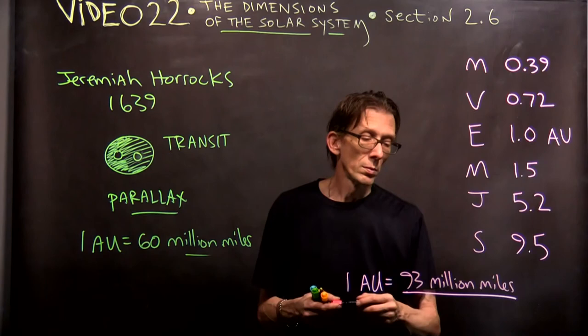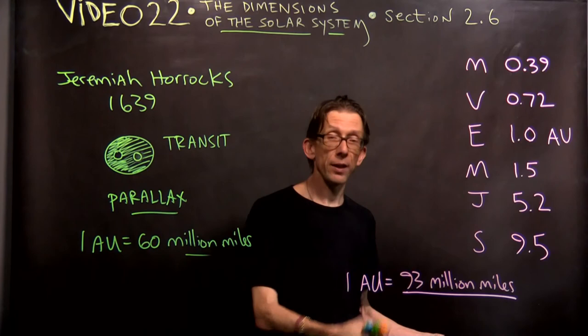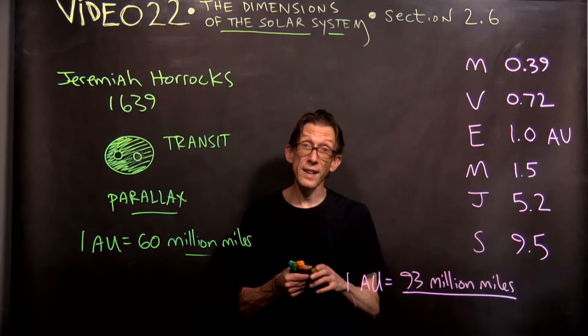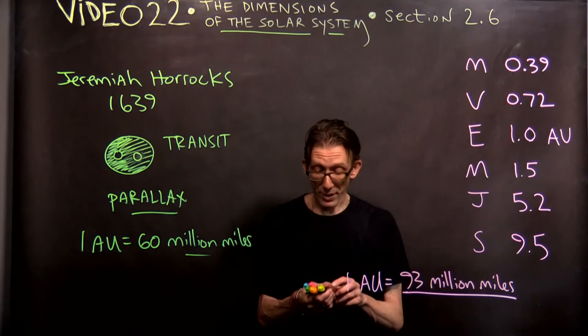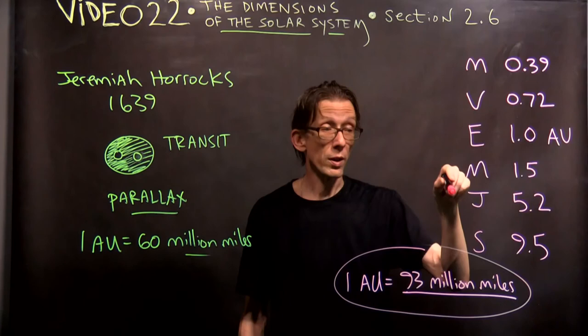Right? He could have come up with 200,000 miles or 700 million miles. He got two-thirds of the answer. He was off by about 30%, 35%. Okay, so for the observing situation that he had and the knowledge that he had, it was an excellent estimate. But this is the right number here. Okay, so now that we have the AU, we can now determine the actual absolute distances to each one of these planets here.